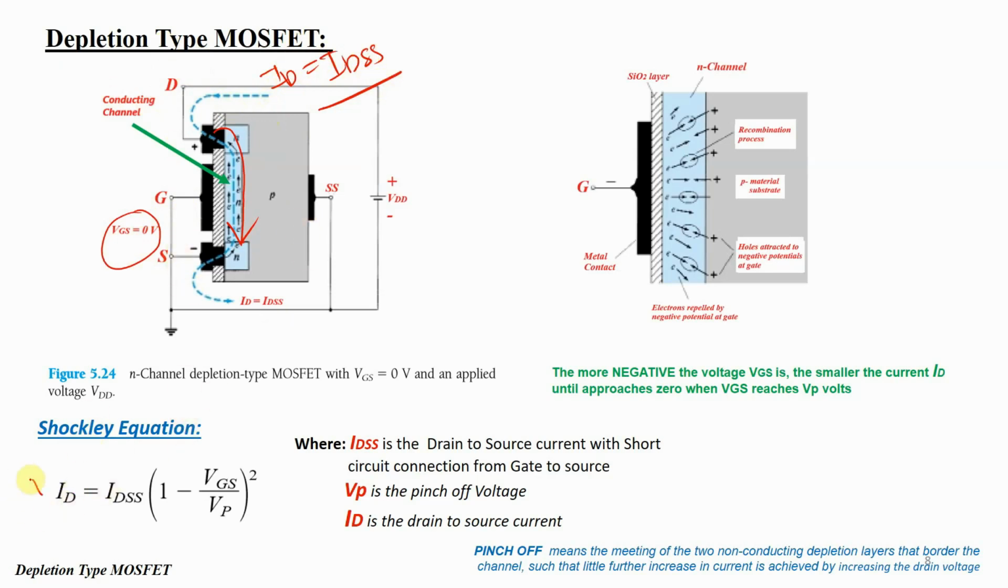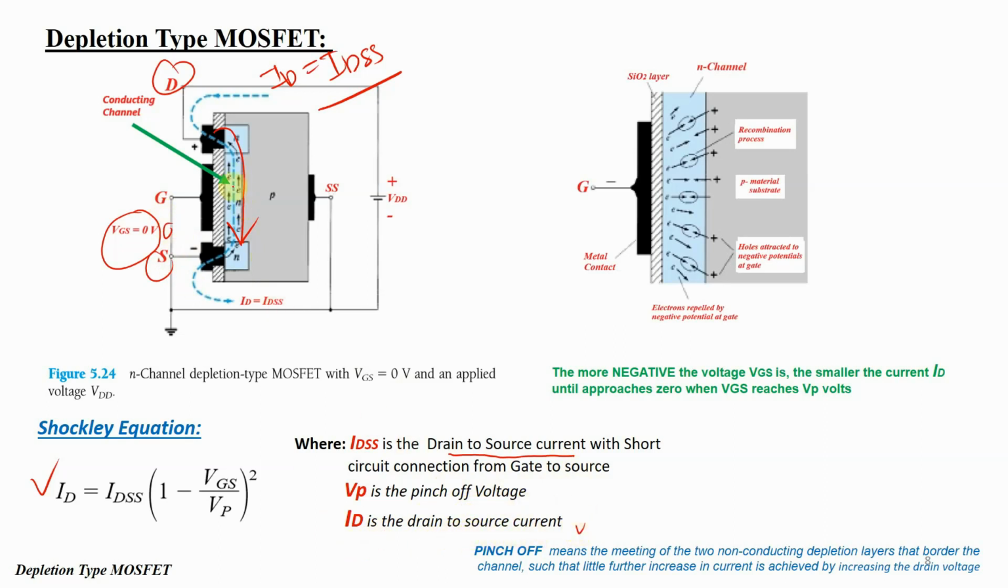And ID is given by the Shockley equation: ID is equal to IDSS multiplied by (1 minus VGS over VP) squared, right? Where IDSS is the drain to source current with a short circuit connection from gate to source. From gate to source, there is a short circuit. VP is the pinch off voltage, and ID is the drain to source current.